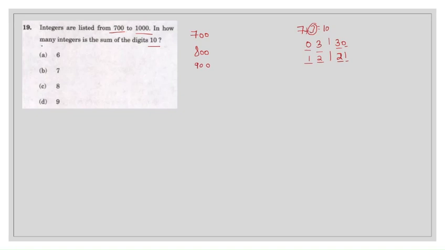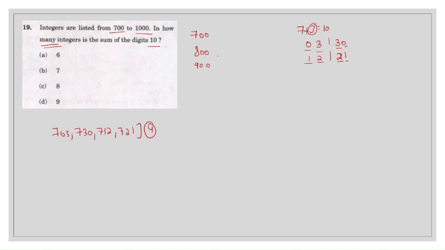They're asking about how many integers, so we will count all of them. So basically for the case of 700 we have 703. Now what is the sum of their digits? It will be equal to 10. Then we'll have 730. Then we'll have 712 and 721. So there are 4 such numbers for the case of 700.